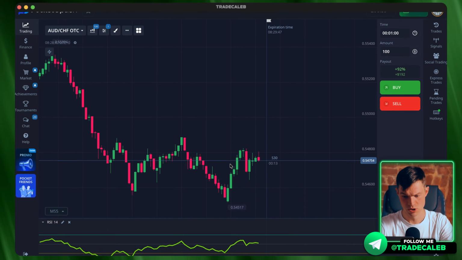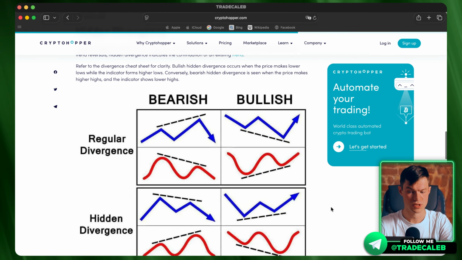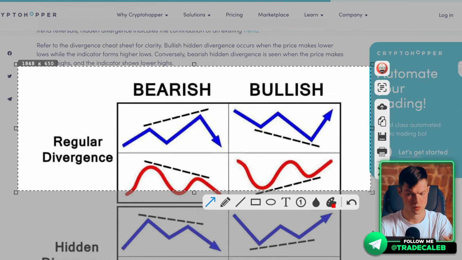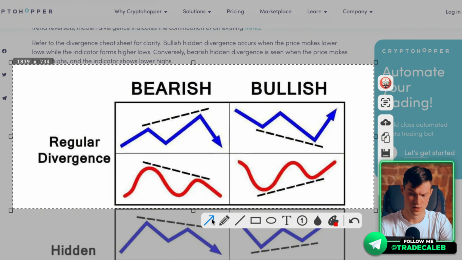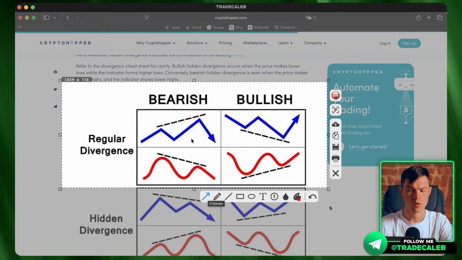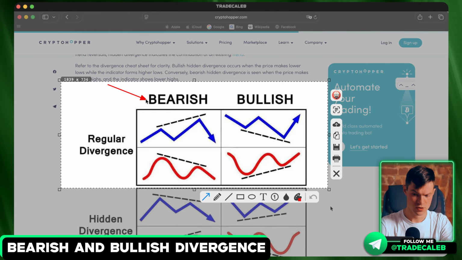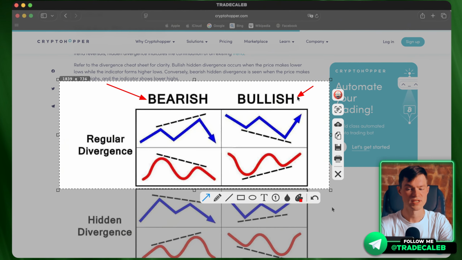Let me turn to this picture. This is a scheme that you should ideally memorize. Take a photo of it or write it down, as it will serve as a helpful reminder for you. So we have only two types of divergence: bearish divergence and bullish divergence. What's the difference between them?